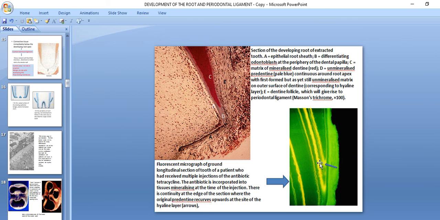Here you can see that this tooth was given multiple injections of the antibiotic tetracycline. The antibiotic was incorporated into the tissue mineralizing at the time of the injection, and you can see this yellow appearance, and there is continuity at the edge of this section where the original predentin recurves upwards at the side of the hyaline layer.